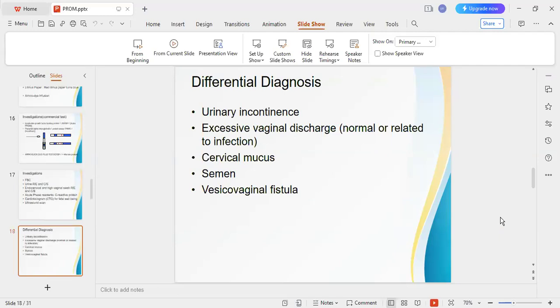So with these patients, it is very important that when we are attending to them, we have certain things at the back of our mind, other diagnoses that we should consider when we are seeing these patients, which include urinary incontinence, which is very common in our pregnant women because of the pressure of the uterus; we give them stress incontinence. Some of them are leaking and then they come with the same complaint, but upon examination, you realize that it is urinary incontinence instead of PROM. We also have excessive vaginal discharge or cervical mucus, even semen or vesicovaginal fistula.